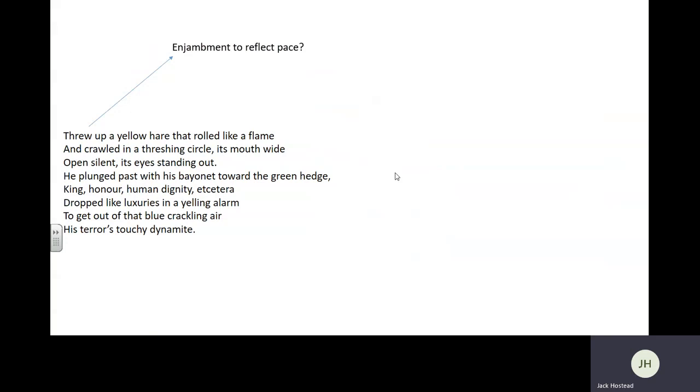And then we've got this natural imagery, this hair that rolled like a flame and crawled in a threshing circle, its mouth wide open, silent, its eyes standing out. So we've got this kind of striking imagery there about what's happening. We've got this animal, and again it links to that idea of war, and humans maybe ruining nature. And yellow has connotations of coward. A yellow hair is quite an interesting image.